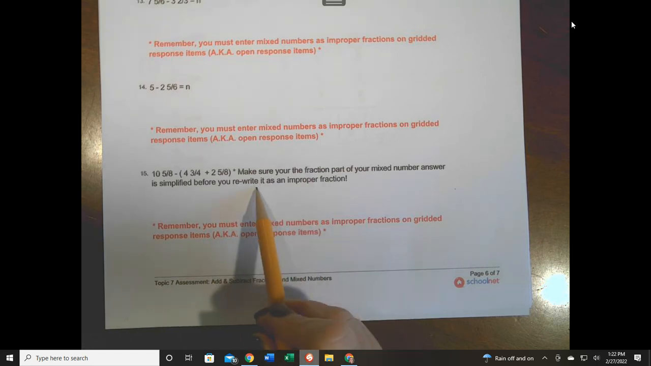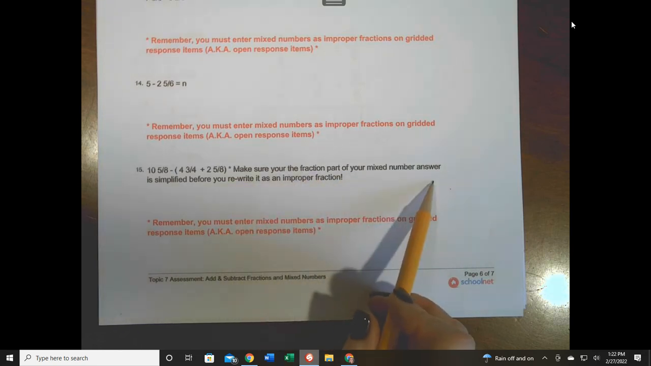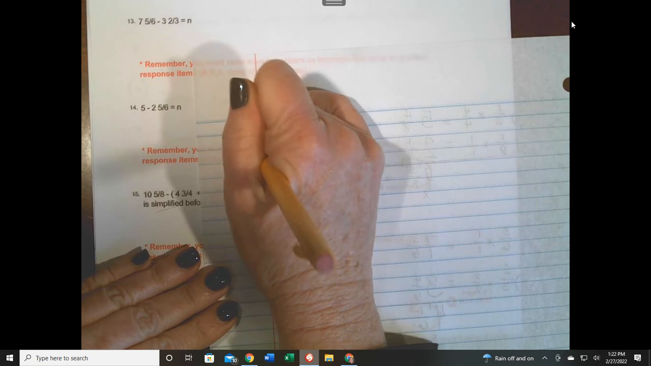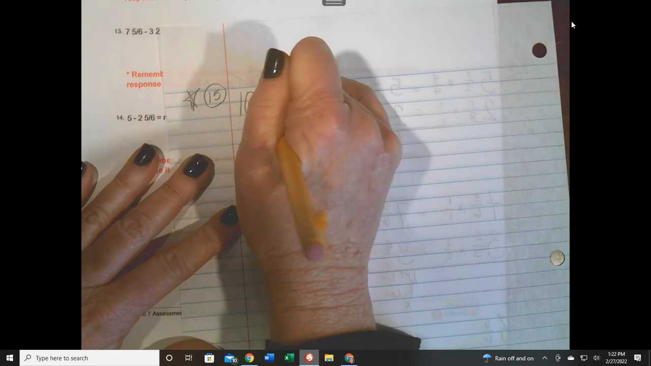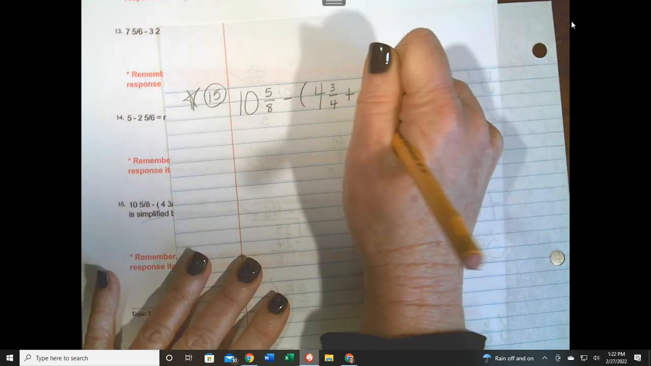Now, I made a note on your computer that said make sure the fraction part of your mixed number answer is simplified before you rewrite it as an improper fraction. So we'll get to that once we get to our answer. We'll revisit that. Right now, we need to worry about getting the answer. So for number 15, and I'm going to put a star, some items have to be more difficult than others. So we have 10 and 5/8 minus the sum of 4 and 3/4 plus 2 and 5/8.